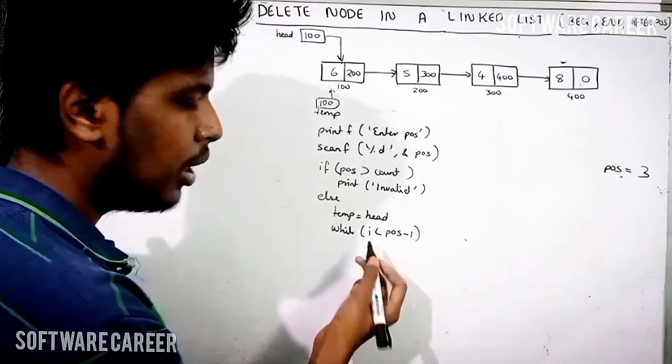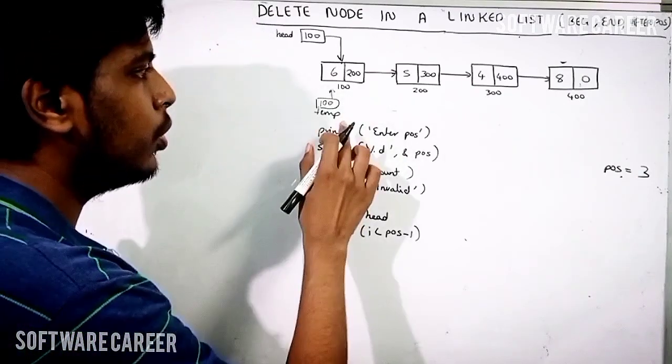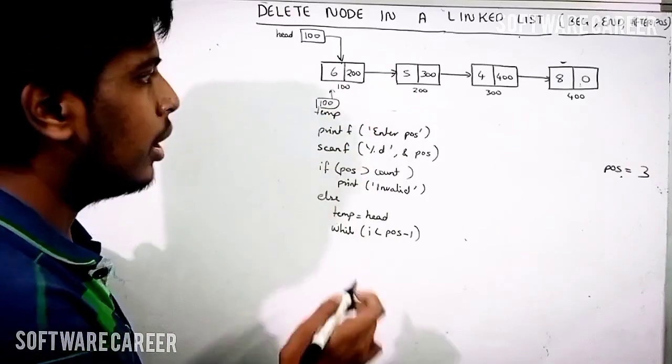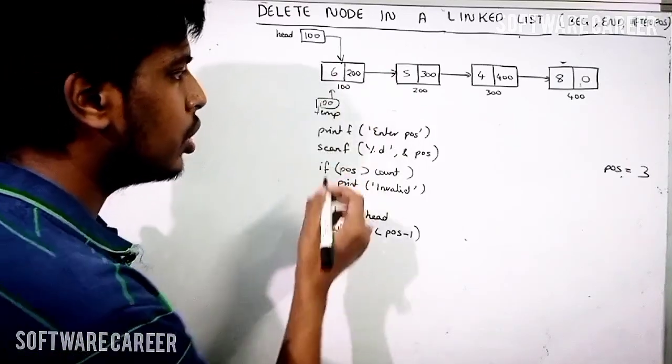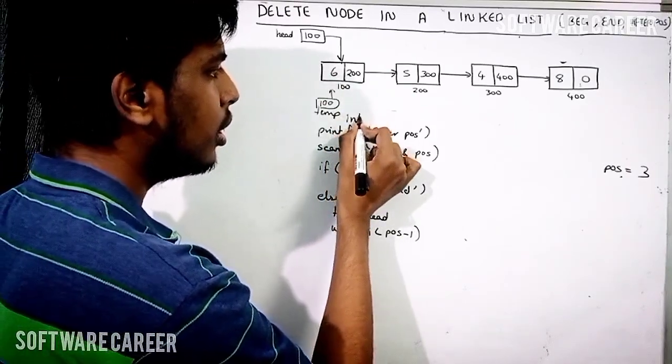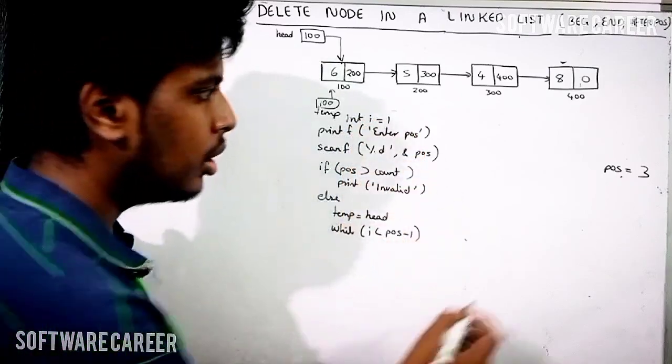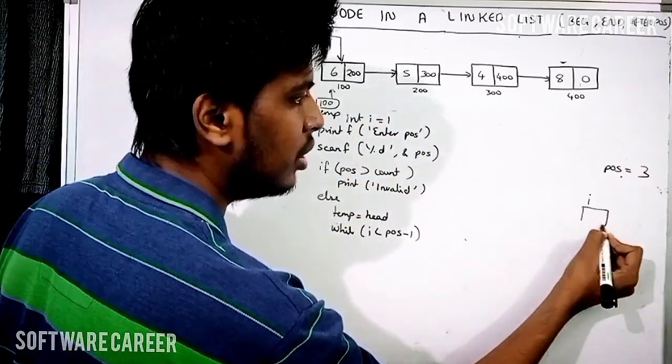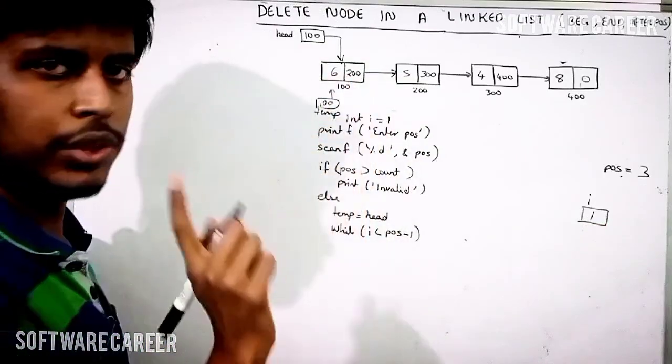Now what is this i? i tells at what node temp is pointing. At starting, temp is pointing to 1, so I'll define at starting int i equals to 1. Now see, this variable i is 1 because temp is pointing to the first node.